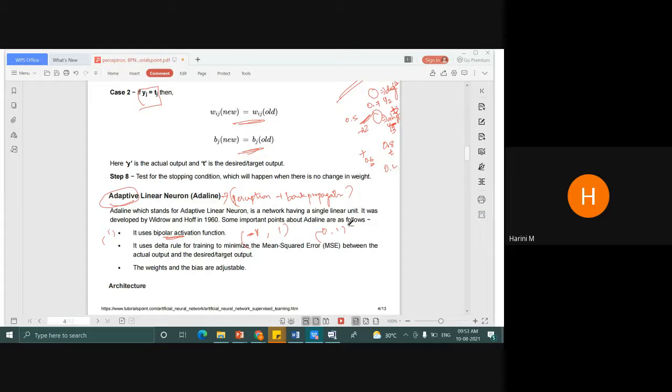What are all the activation functions that make use of bipolar values that can be used in the case of adaptive? And also it uses the delta rule for finding the error value. That is nothing but your target value minus the obtained value. This we'll see in the formula, don't worry about that. Okay? So these are the characteristics.